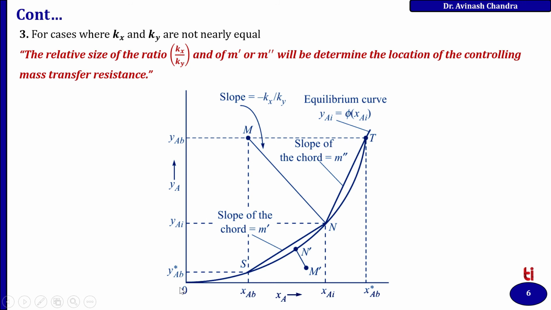So you can see here, this is again the equilibrium curve. Here this slope is minus Kx upon Ky. The equilibrium curve is a function of xAi. This is M double dash. This is M dash, and this is the location of M dash. So the location of this particular position will decide the controlling resistance.